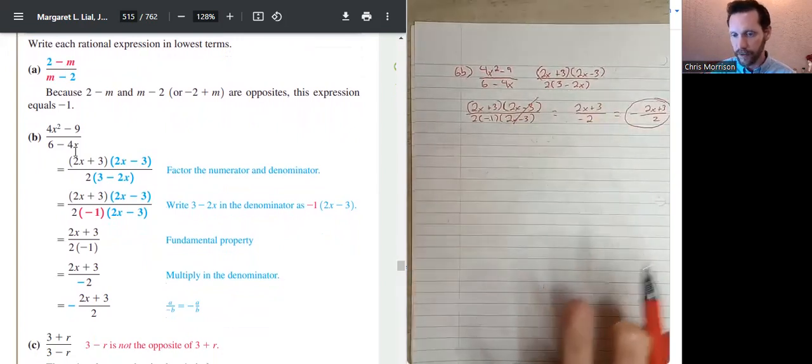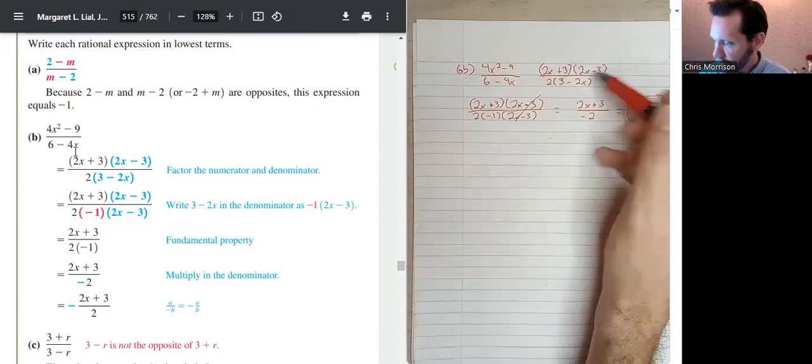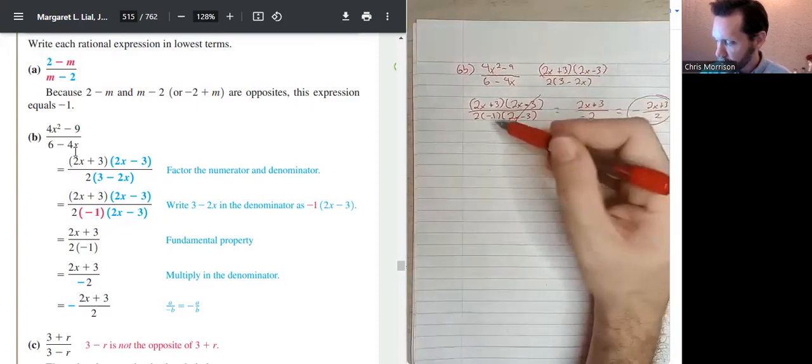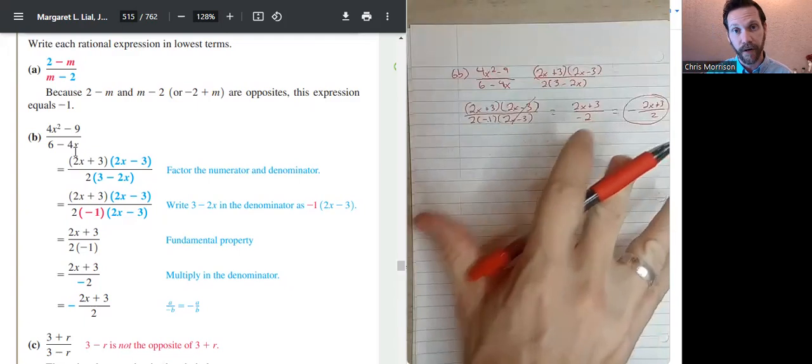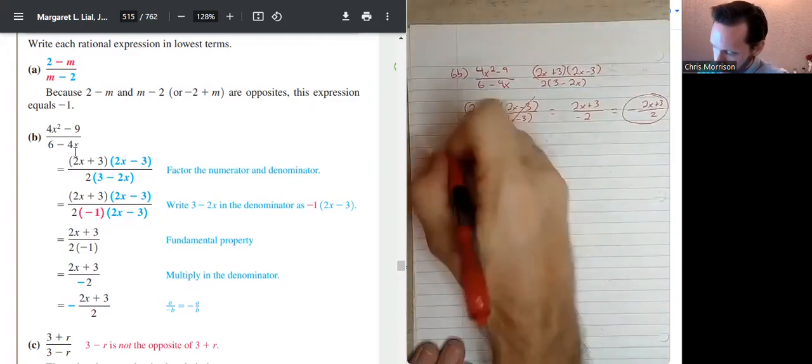I didn't memorize this stuff. You just do the next thing that makes sense. Factor it out. Oh, I see that these are opposites. Factor out the negative 1, and then you're just going step by step. You do what you can with what's in front of you. That's how you solve these, okay?